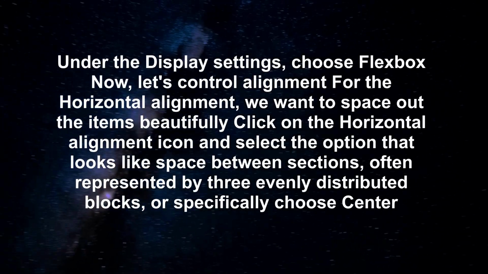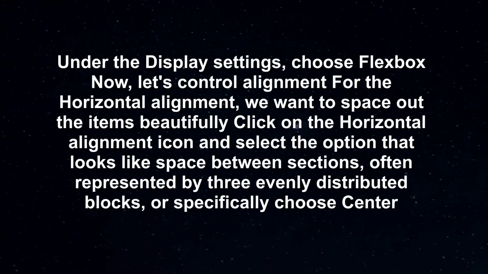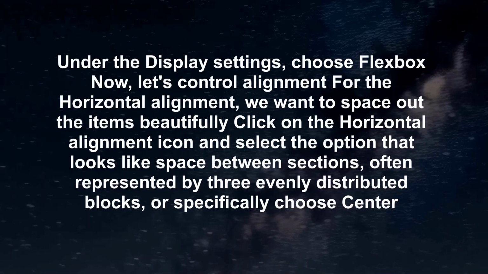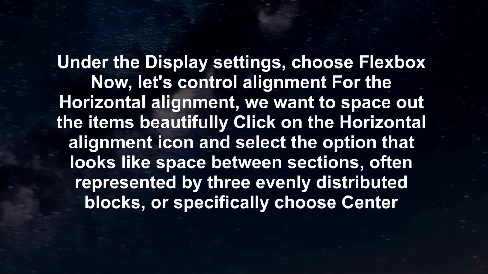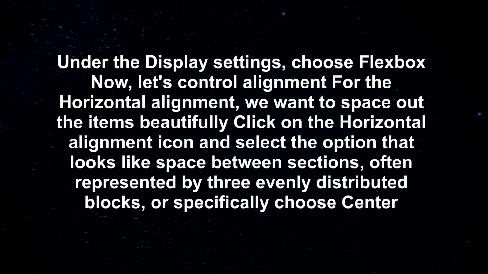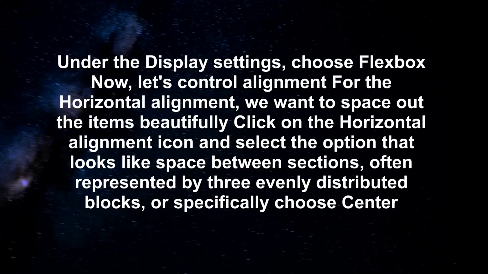Let's control alignment for the horizontal alignment. We want to space out the items. Click on the horizontal alignment icon and select the option that looks like space between sections, often represented by 3 evenly distributed blocks, or specifically choose Center.